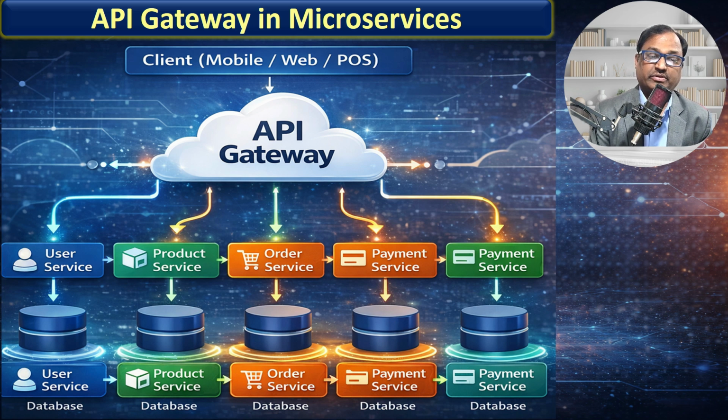Once the request reaches the service, the business logic is executed, and as part of the process, the service interacts with its respective database. For example, when a client sends a user service request to the API gateway, the gateway forwards that request to the user service. The user service then executes its business logic and connects to the user service database as needed. After the execution is completed, the response is sent back to the API gateway and finally returned to the client, which is a front-end application.